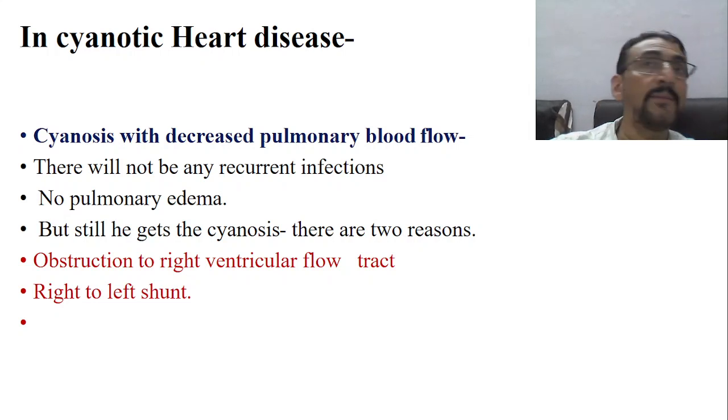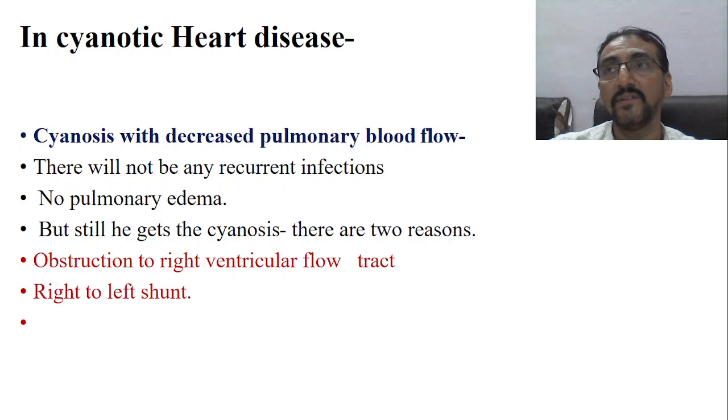So this is a second important cause for cyanotic heart disease. One is an obstructive cause, another is a non-obstructive cause. In the non-obstructive cause, it is a right to left shunt. It is also called a reversal of shunt. I hope you understood. Now we come to the next part.